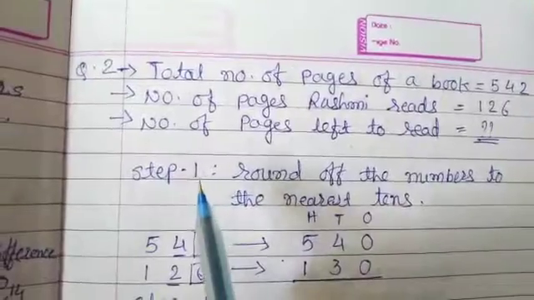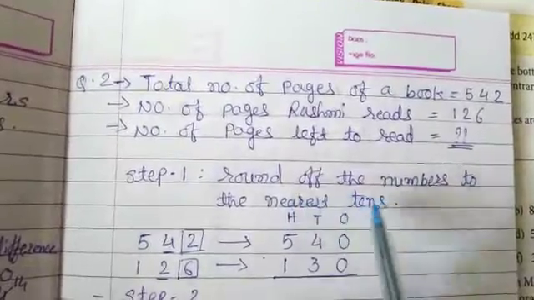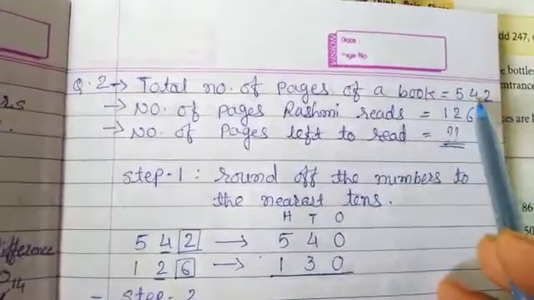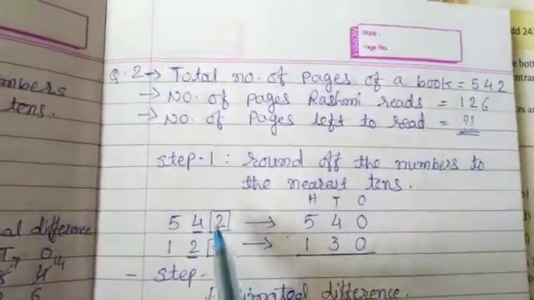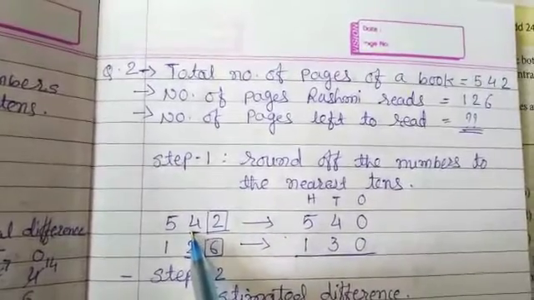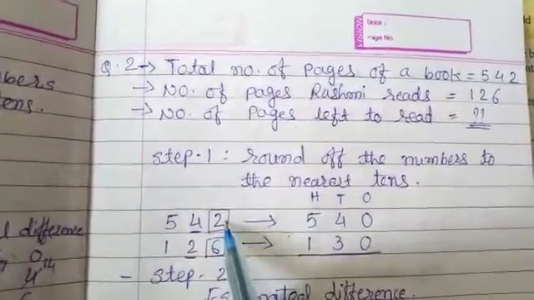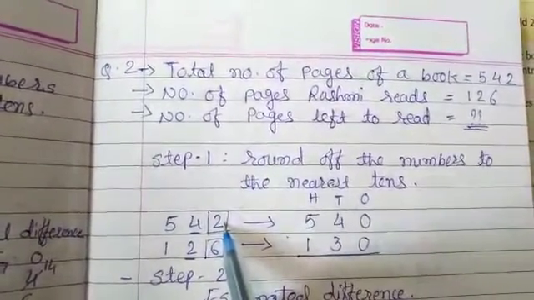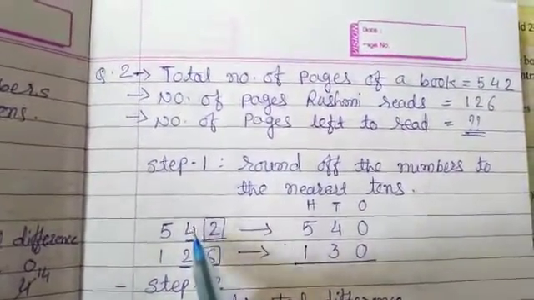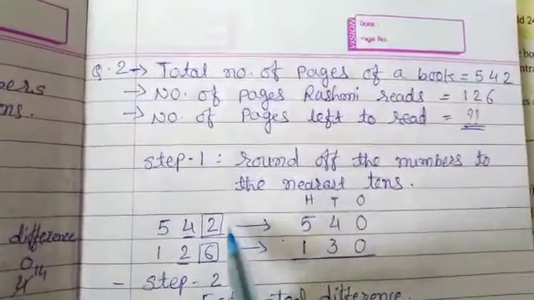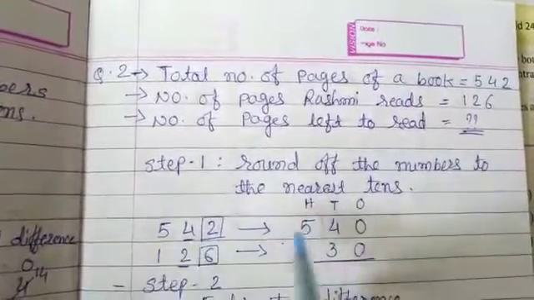Again we will follow the steps. Step 1, we will round up the numbers to the nearest tens. Which two numbers are you given? 542 and 126. First we will take 542. Again we will underline the tens place digit which is to be rounded off, and observe the ones place digit. In the ones place digit 2 is there, means it is less than 5. Then the digit in the tens place will not change, it remains the same, means 4 will become 4 only. Ones place digit 2 will become 0, and 5 will stay 5 in hundreds place only.